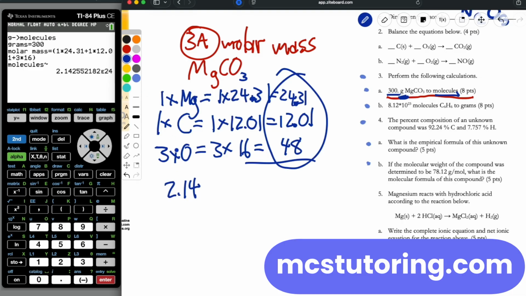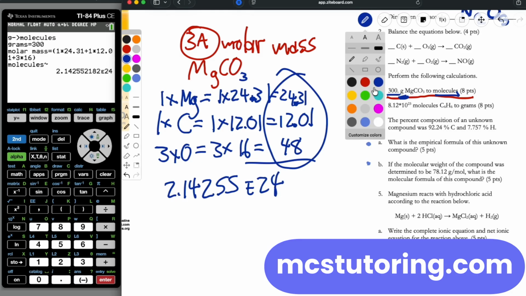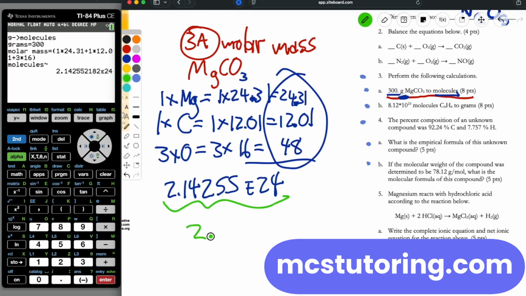Now look, 2.14255. So you can see this E24. I'm going to write E24. And again, to the uninitiated, don't worry, it's cool. I'm here to decipher what all of this stuff means. That means 2.14, I'm going to round to 3, times 10 to the 24th. That's what that E24 means. That means times 10 to the 24th.